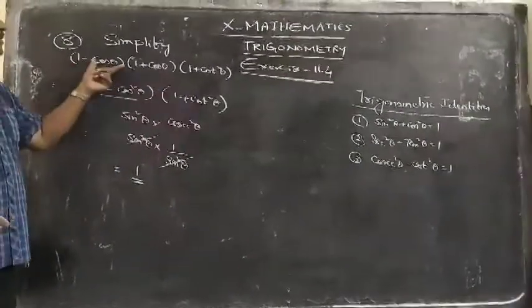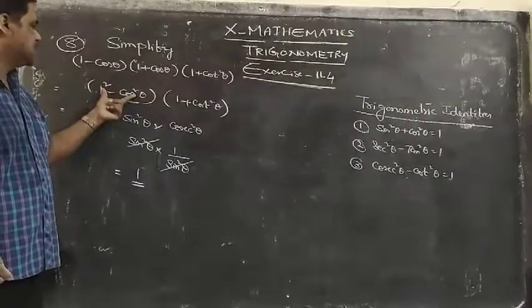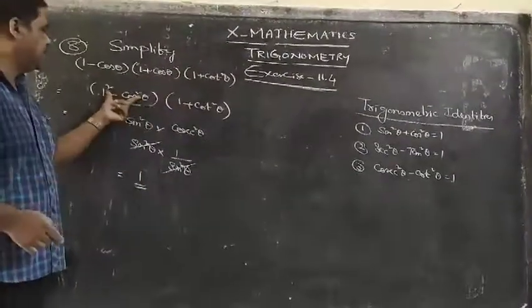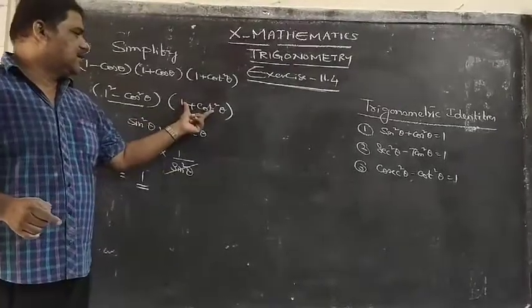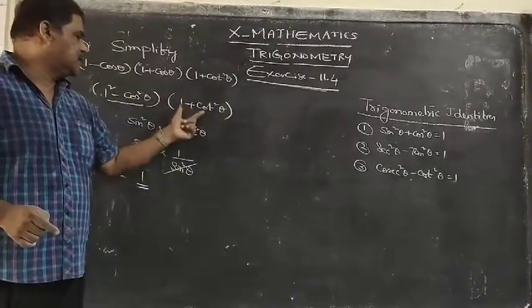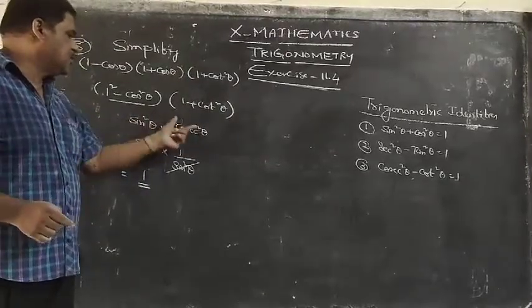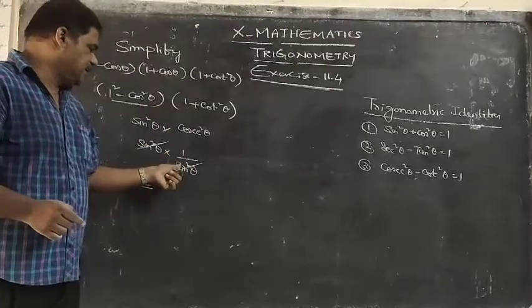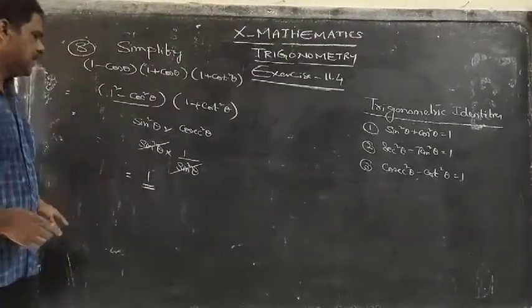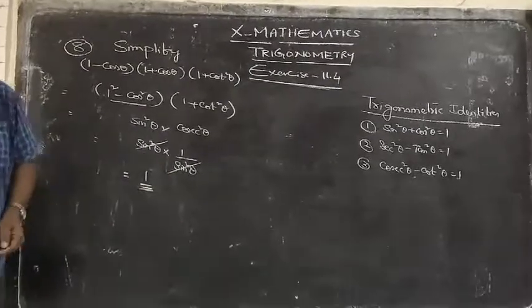So first A minus B into A plus B, A square minus B square. This is 1 minus cos square theta. From the identity 1 minus cos square theta is sin square theta. This is 1 plus cot square theta. From the third identity 1 plus cot square theta is cosecant square theta. Sin and cosecant, they are reciprocal to each other. So cosecant theta is equal to reciprocal of sin theta. Then both will get cancelled. Answer is 1.